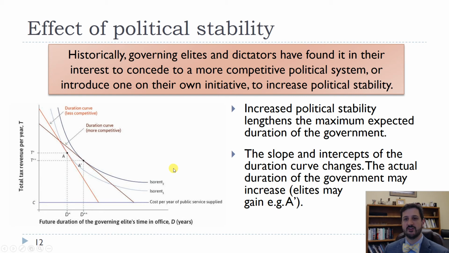And so there is a big benefit to political stability, both for the governing elite and, of course, for the economy in general.